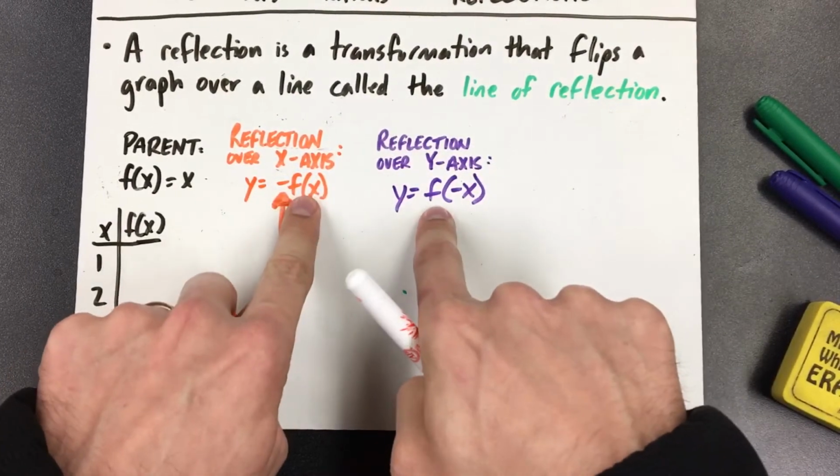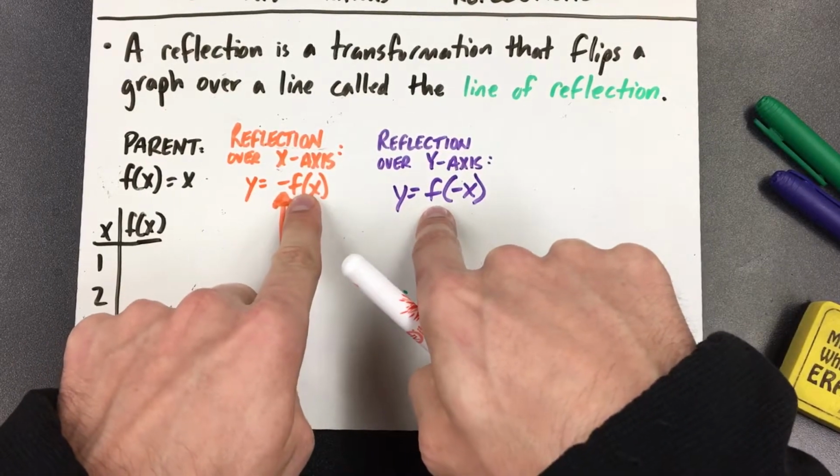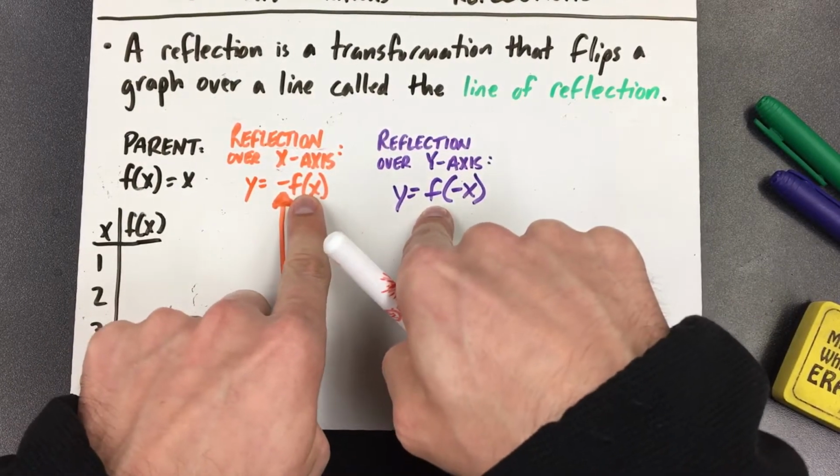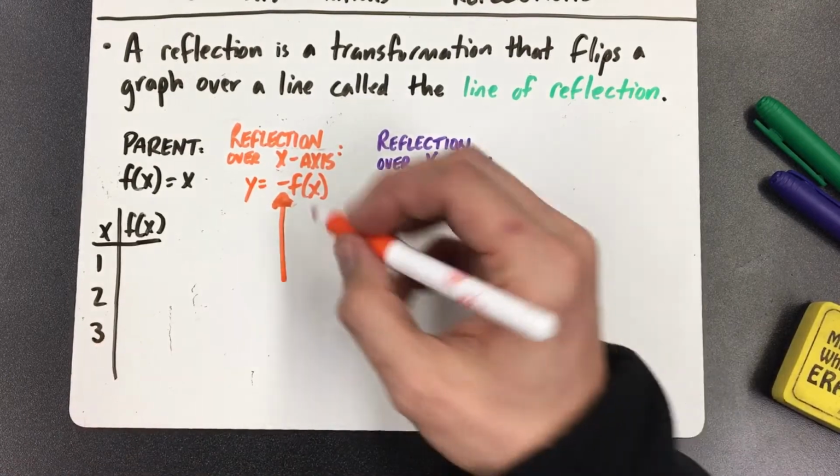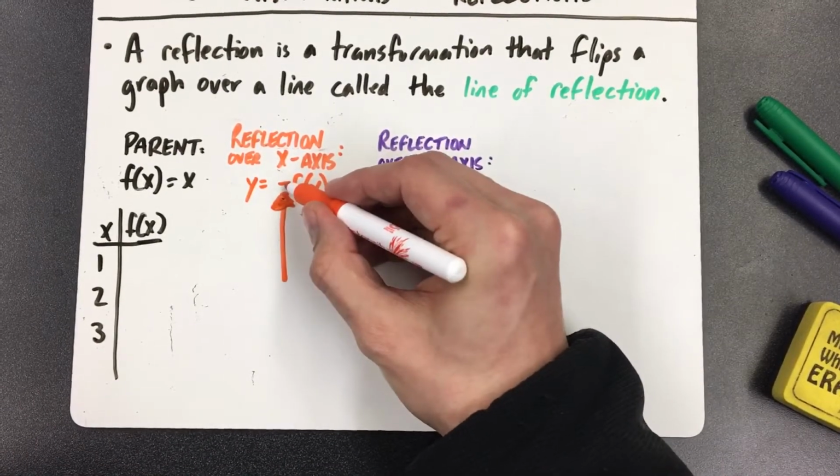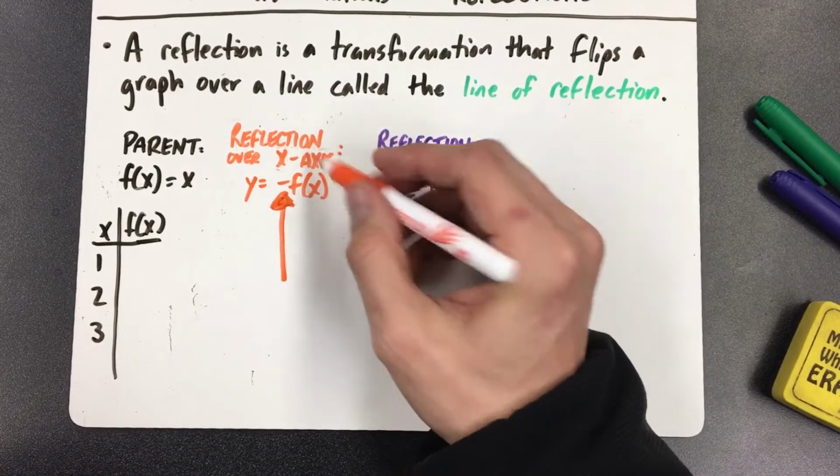These letters are going to change. They won't always be F's. They'll be J's and G's and K's and W's and B. It doesn't really matter what letter it is. Don't let that throw you off. If the negative sign is out in front, whatever the letter is, this is a reflection over the x-axis.